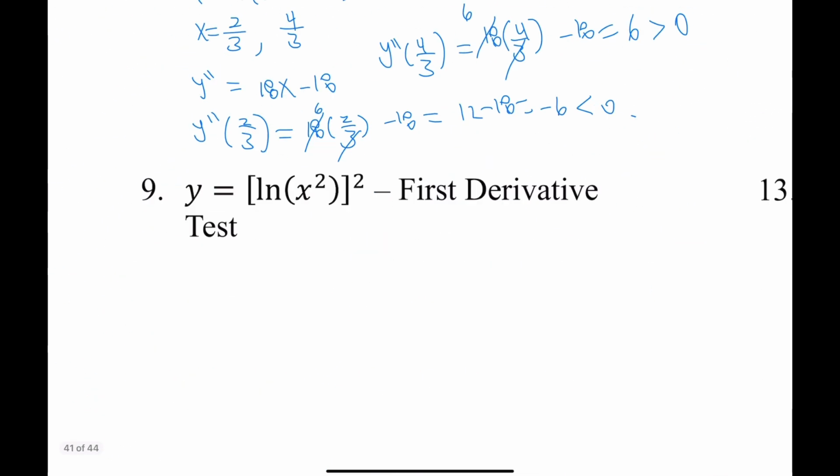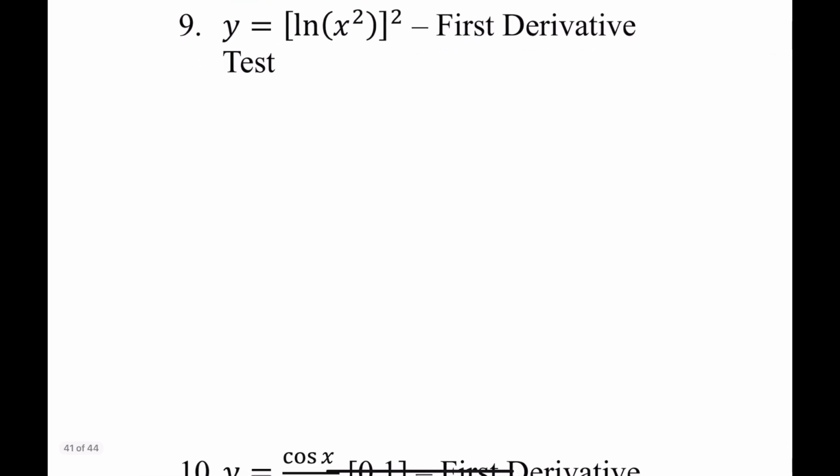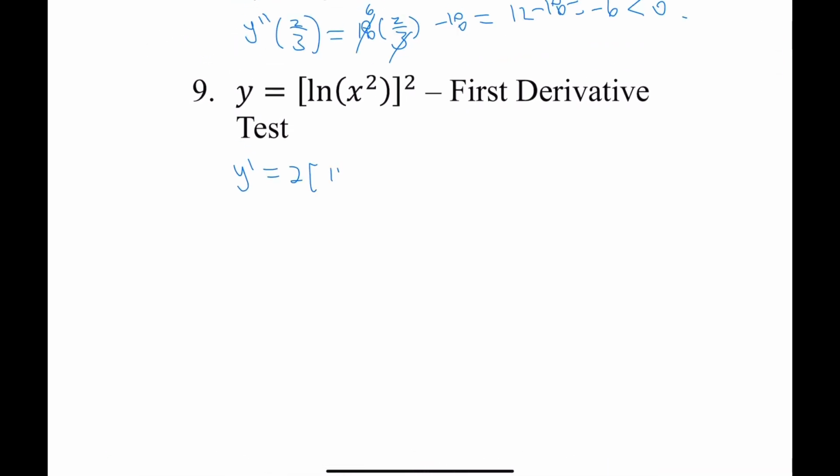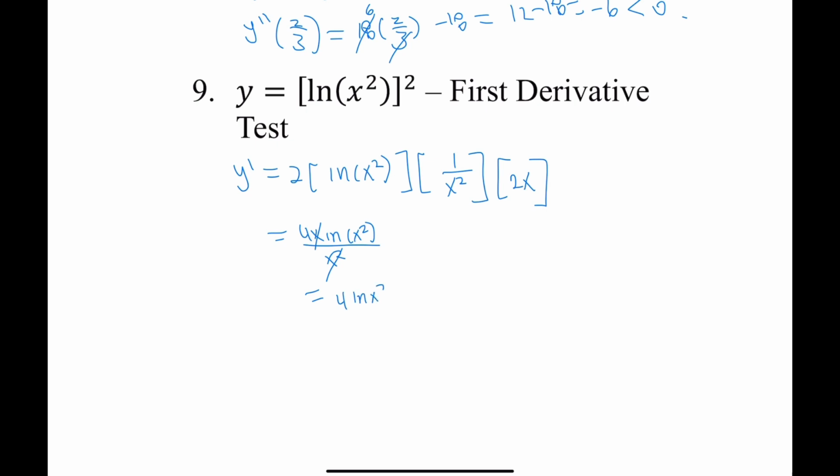And then moving on to 9. Y prime equals 2 ln x squared, and then 1 over x squared times 2x. So we get 2 ln x squared, or actually 4x all over x squared, and then we cancel out, so 4 ln x squared over x.